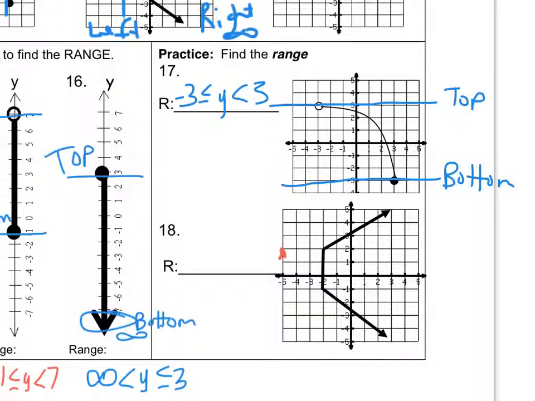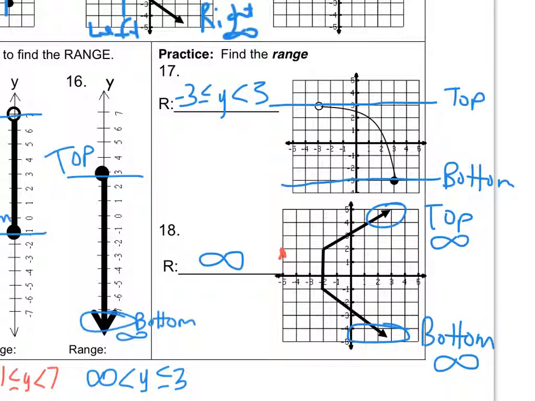And then our last example, I try to draw my line on the bottom, and I notice that I've got infinity. And I try to draw my line on the top, but again, I've got infinity. So my answer is infinity, or all real numbers.